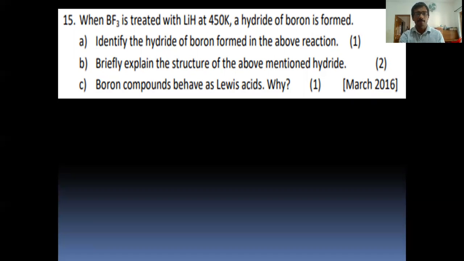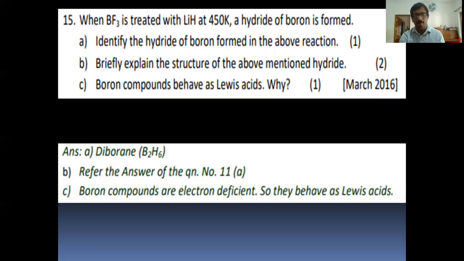Study it well. Boron compounds behave as Lewis acids. Why? Boron has only 6 electrons in the outermost orbital, so it is electron deficient. So it always has a tendency to accept an electron pair. If it has a tendency to accept an electron pair, it will act as a Lewis acid.